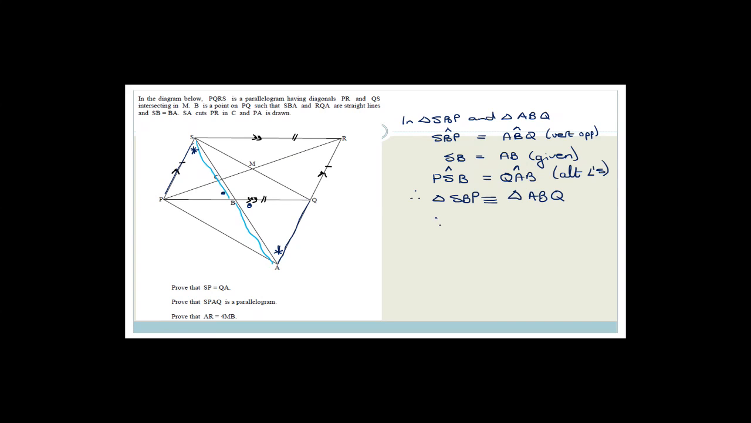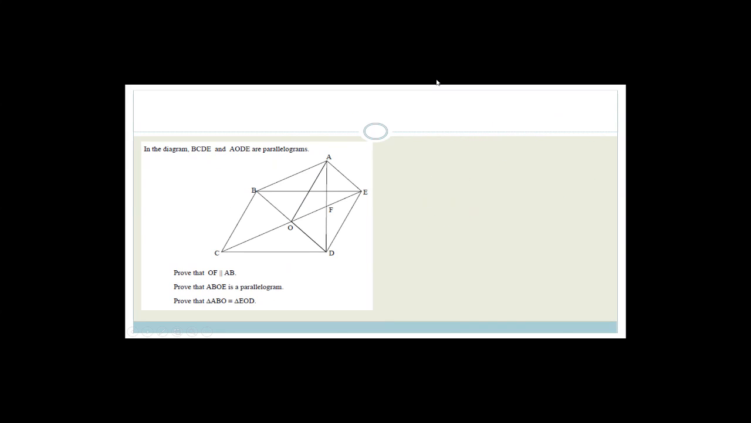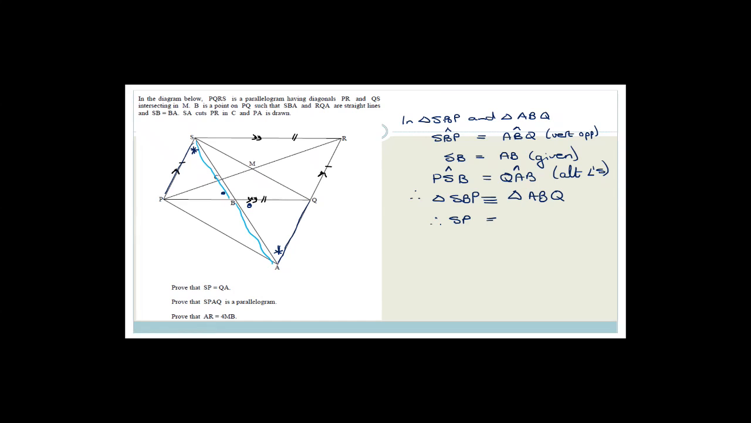Therefore, side SP has to equal, now if we do it in the same order, it's SP, so it has to be AQ, which is what they asked us to prove. They asked us to prove that SP is equal to AQ. So therefore, we now know that this is equal to that. Now it says prove that SPAQ is a parallelogram.